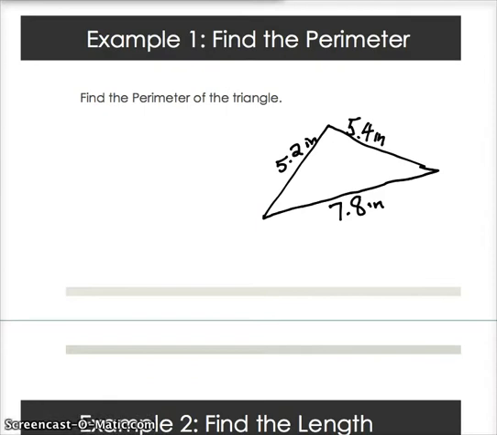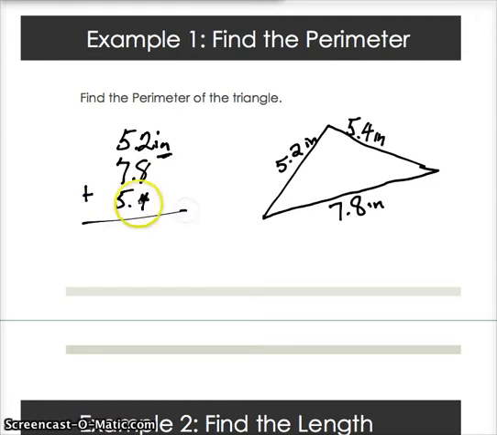Let's take a look at example 1. Here in example 1, we're going to find the perimeter. In this case, it's a triangle, so we don't exactly have a formula for finding it, but really it's pretty simple. We're going to add up all the sides. So we're going to start off with one side, which is 5.2 inches. And units are important, so I'm going to make sure and keep my inches with me. And 7.8 inches, and then 5.4.